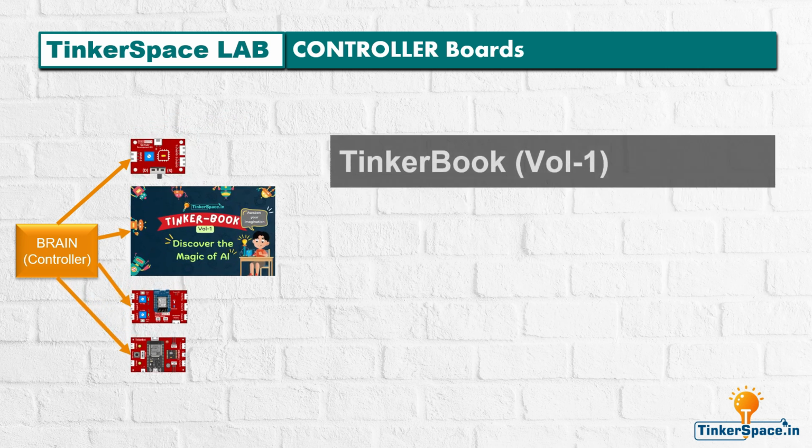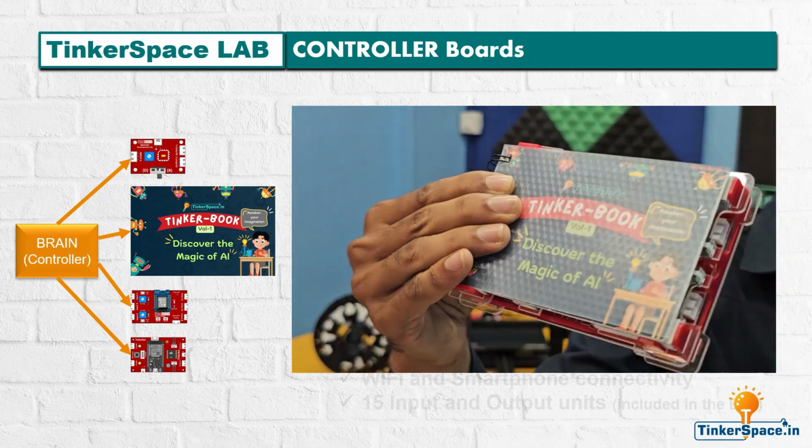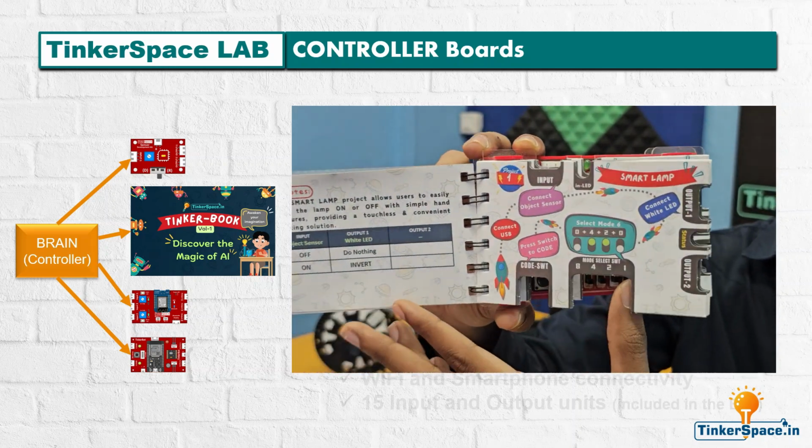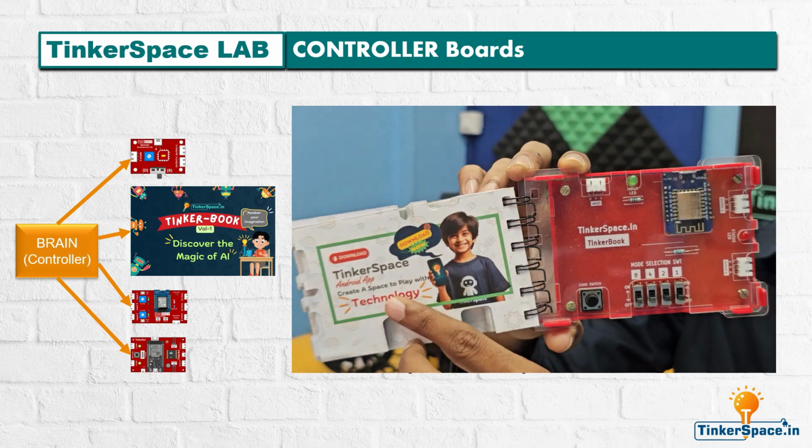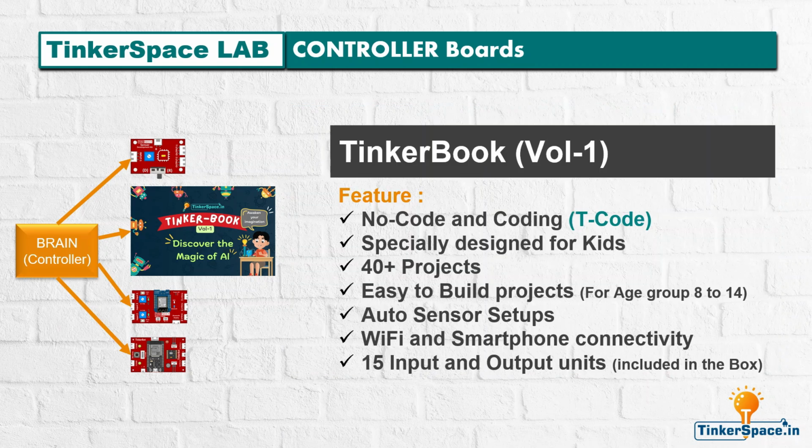Tinkerbook Volume 1. This board offers a mix of no-code and coding projects, providing more flexibility and creativity. Features: supports no-code projects for beginners and a special coding system called T-Code for those starting to learn coding. Designed for students aged 8 to 14 years old. Includes 40 plus projects that are easy and fun to build.